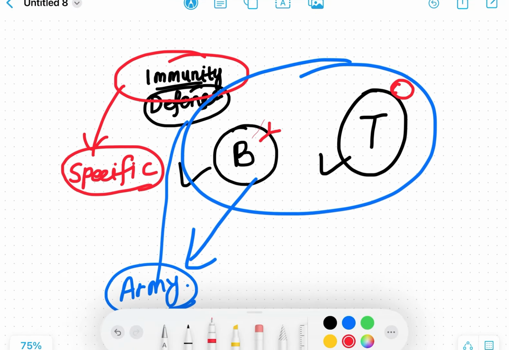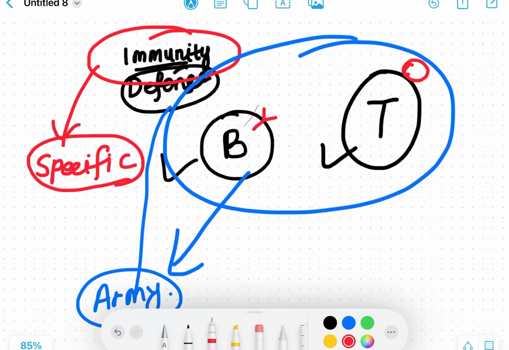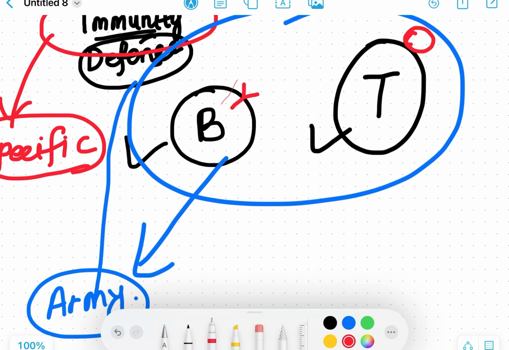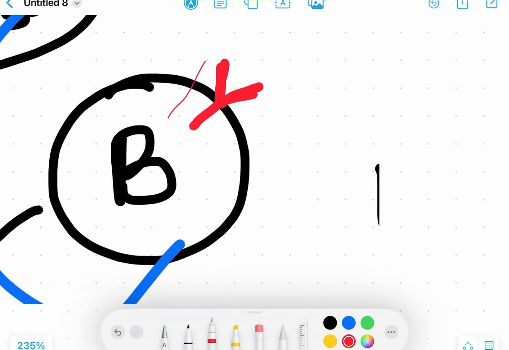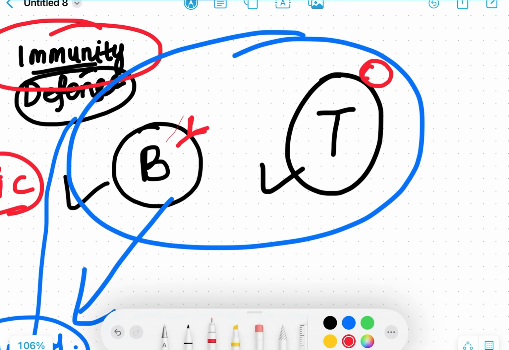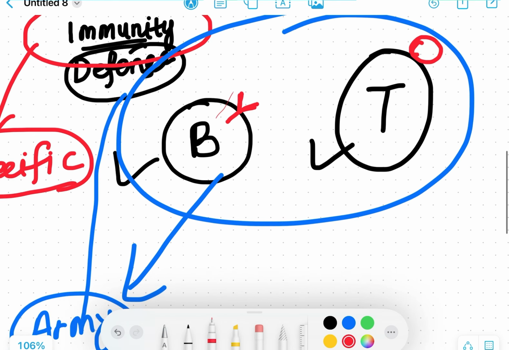So let's start. What is the difference between B cell and T cell? Directly, we'll start with that only. Difference between B cell and T cell. B cell has antibody on its surface. But T cell doesn't have the antibody on its surface. The primary feature of B lymphocyte is that it has antibody on its surface. And T cell doesn't have antibody on it.